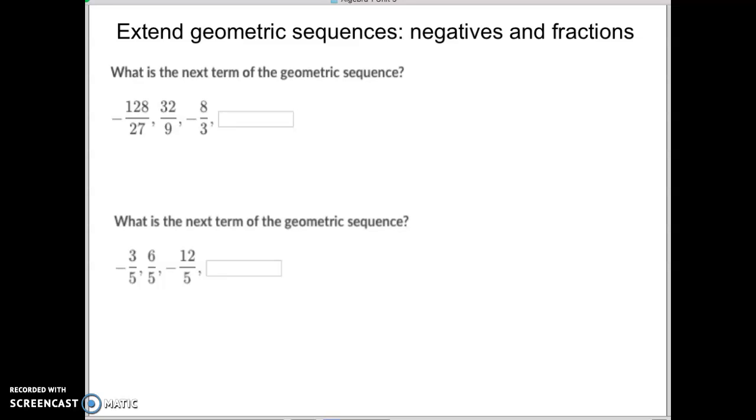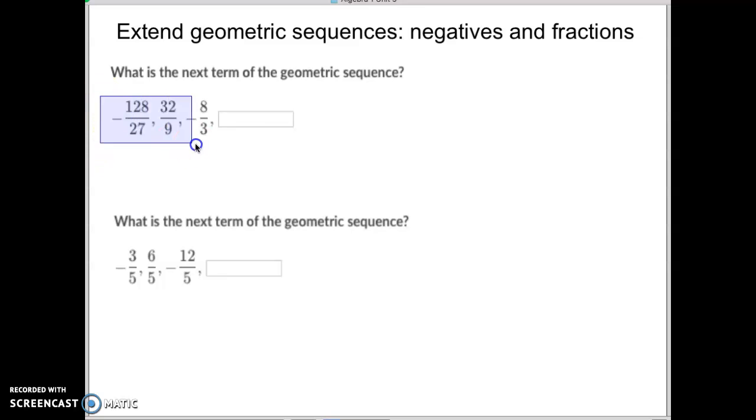Welcome back, Intermediate Algebra. Your second con, just about as easy as the first one for today. This one is called Extend Geometric Sequences with Negatives and Fractions. So now we've just introduced fractions and negatives, but it's still the same type thing.